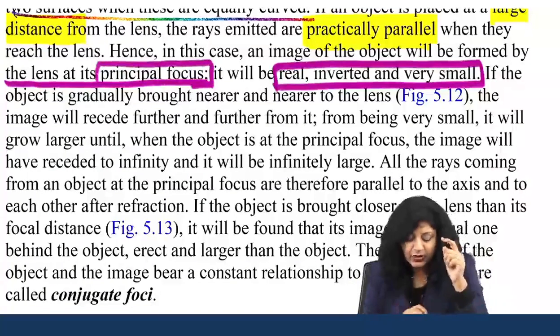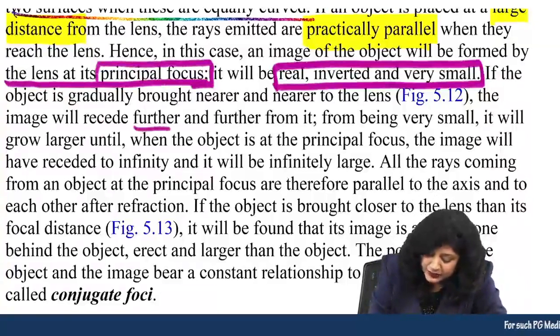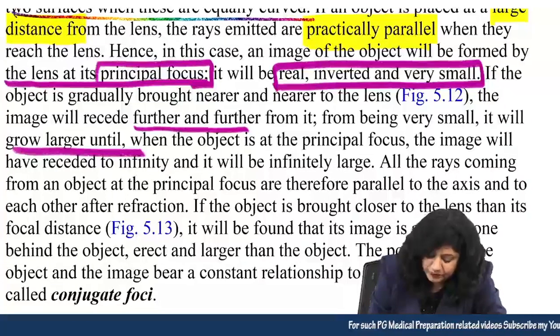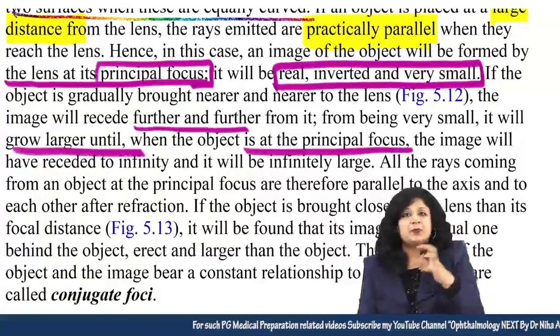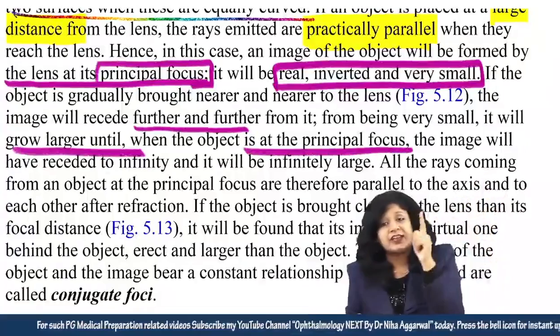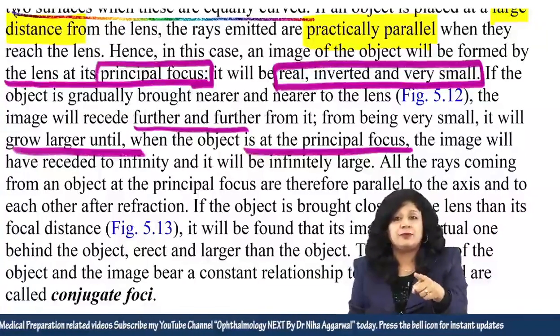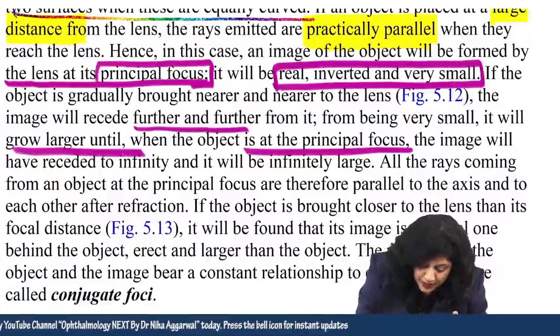If the object is gradually brought nearer and nearer, the image will recede further and further. It will grow larger until the object is at the principal focus. So it is the other way around. When the object is very, very far, you consider the rays to be coming from infinity, they are parallel, and the image formed will be what?